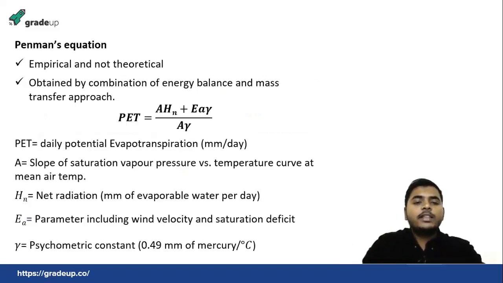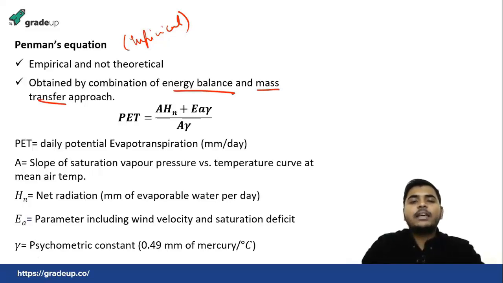Now coming to another method, that is Penman's equation. This is an empirical method, and it is obtained by a combination of energy balance and mass transfer approach. Now this is the most important point, because many times, around 4 to 5 times, they have directly asked this question. Penman's equation is based on either mass transfer, energy transfer, water transfer, or energy balance and mass transfer. So the correct option is energy balance and mass transfer. Both are responsible in forming Penman's equation.